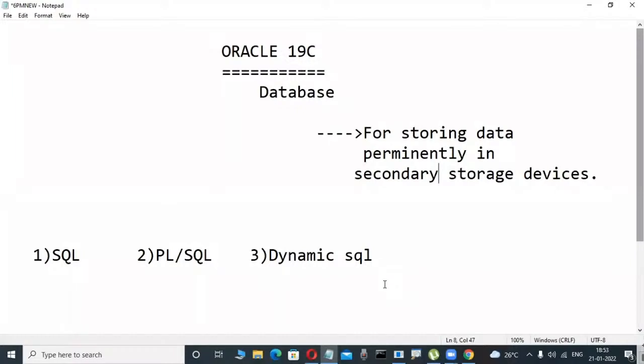ETL developers always need subqueries, joins, materialized views, indexes, partitions, some concepts are required. Also OLAP features, rank, dense rank, this type of analytical functions, lag and lead analytical functions. Some knowledge of these is required, and also PL/SQL stored procedures.